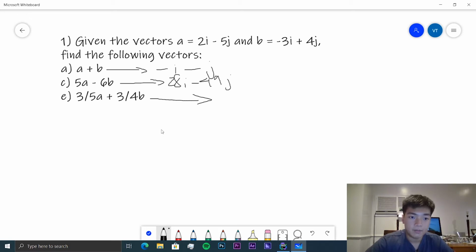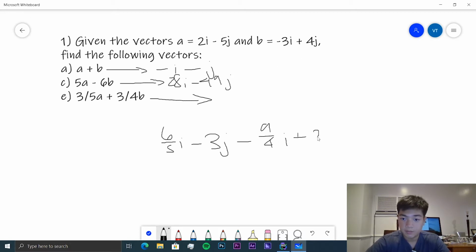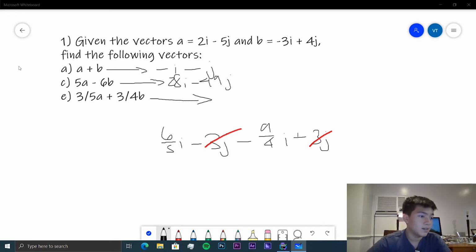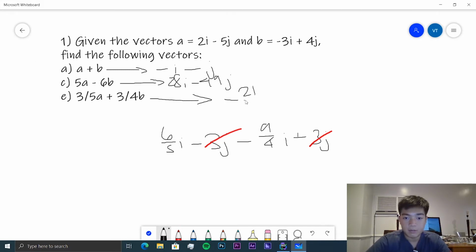And then this one, we have 3/5 a plus 3/4 b. So we have 6 over 5 i minus 3j, minus 9 over 4 i plus 3j. So those two cancel out. So this is going to be 6 over 5 i minus 9/4 i, which is negative 21 over 20 i.